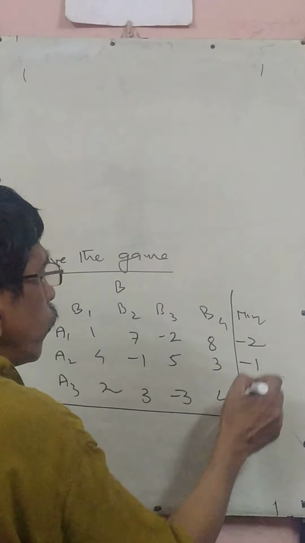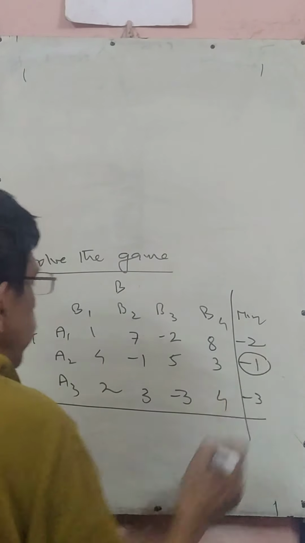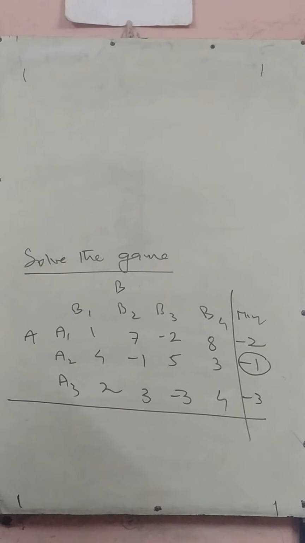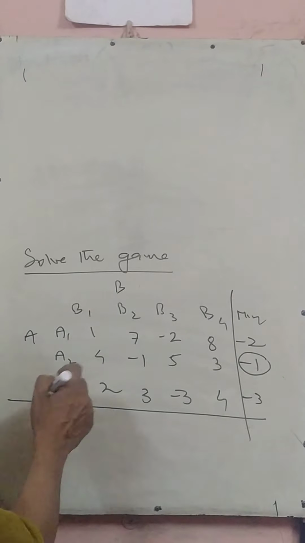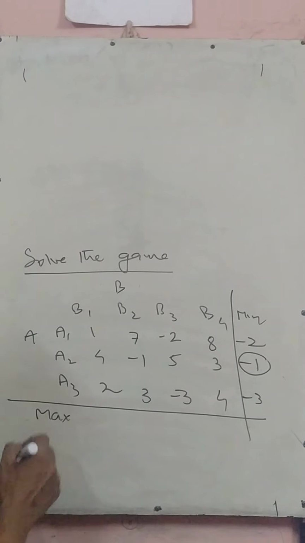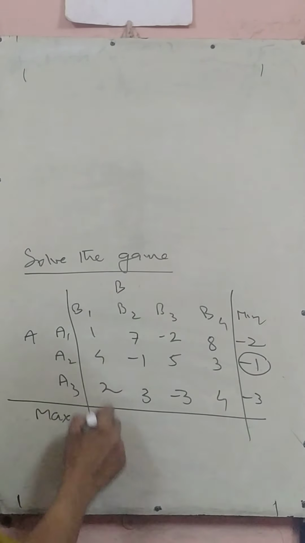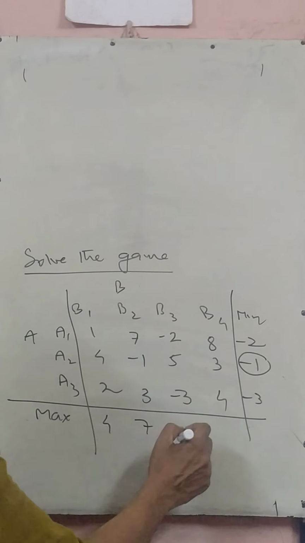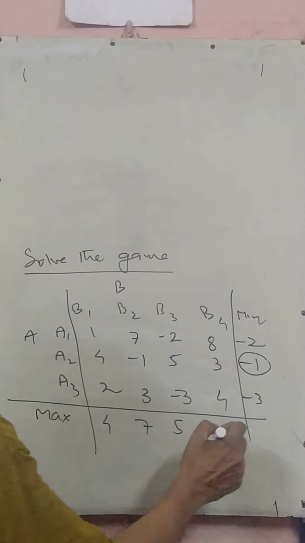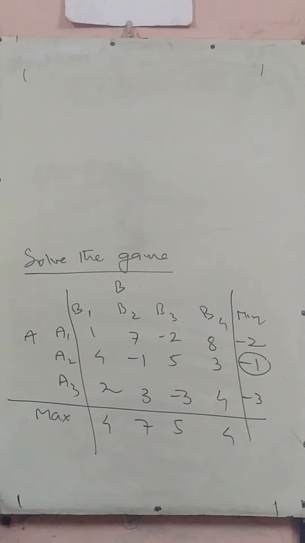What is the maximum of these? The maximum value is -1. Now come to the maximum values of the columns. What are the values for the columns? The maximum of the first column is 4, the second column is 7, the third column is 5 and the fourth column is 4.